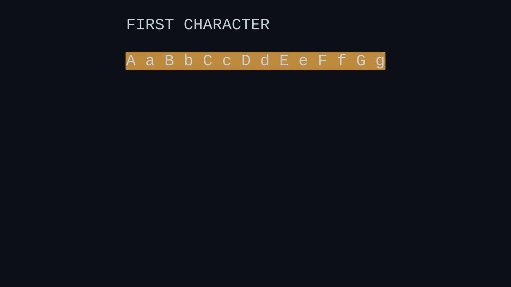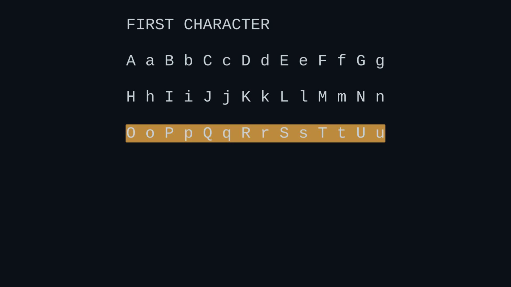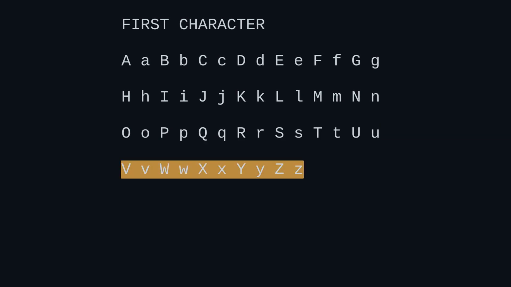Let's take a look at all the letters allowed as the first character of a variable name. In addition to the earlier set of letters, you can also use the following letters as the first character for your variable names. These include H through N in both uppercase and lowercase. Next, we have the letters from O to U, again in both uppercase and lowercase. These are valid characters to start a variable name within Go. And finally, rounding off the alphabet, you can use V through Z in both uppercase and lowercase forms as the first character for a variable name.